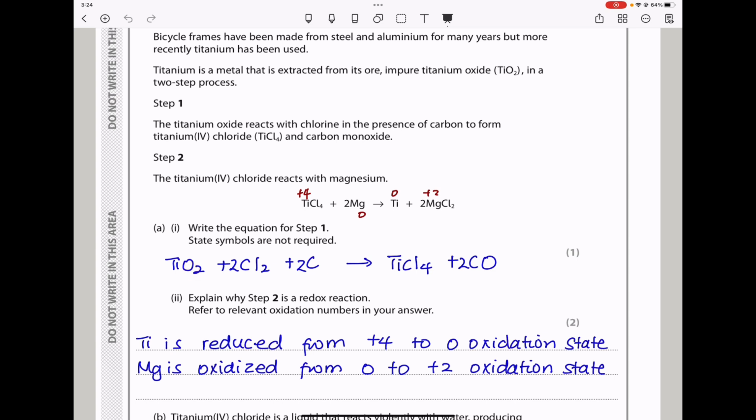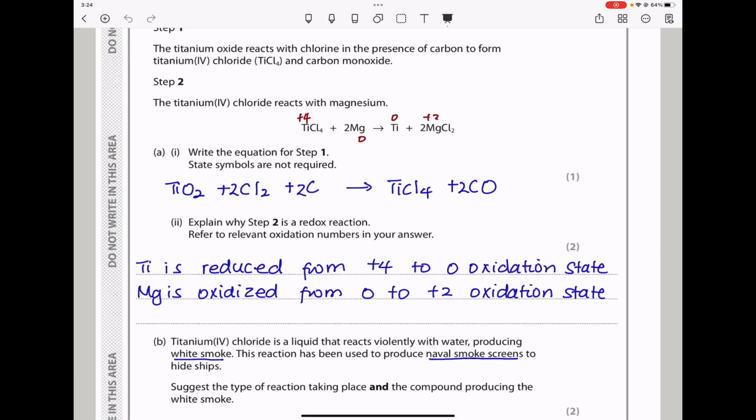Since we have two oxygens here, we put a 2 here, but the carbons become 2, so you have to put a 2 here, and the chlorines are 4, so you put a 2 here to balance it. Next they say, explain why step 2 is a redox reaction. They want you to refer to relevant oxidation numbers in your answer.